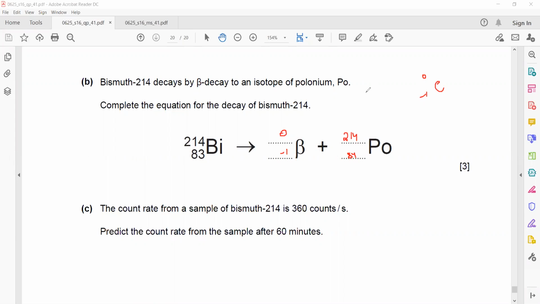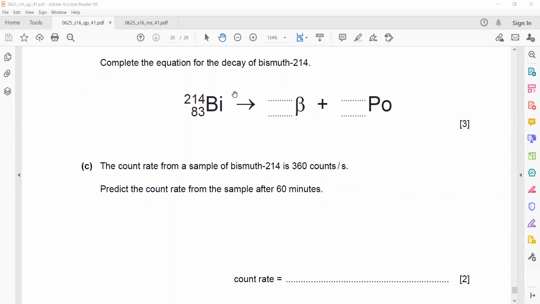Is it clear? Why does the atomic number increase? Because a neutron breaks into a proton and an electron. So the proton number increases, that's why the atomic number should increase. That is from the equation which we discussed last week.